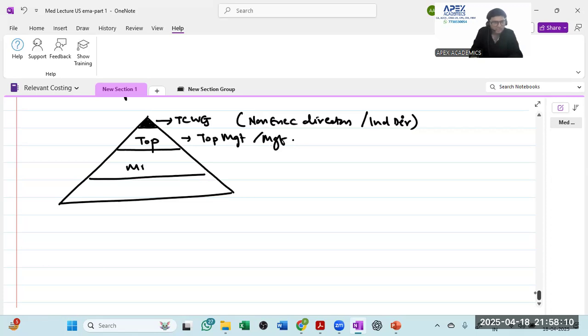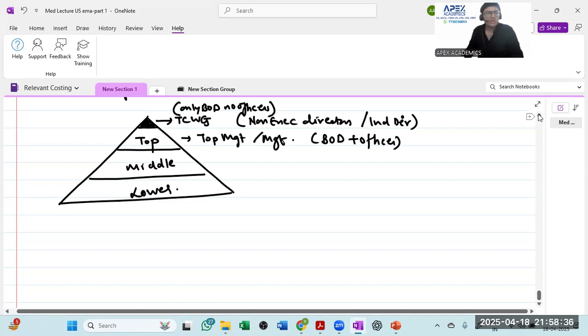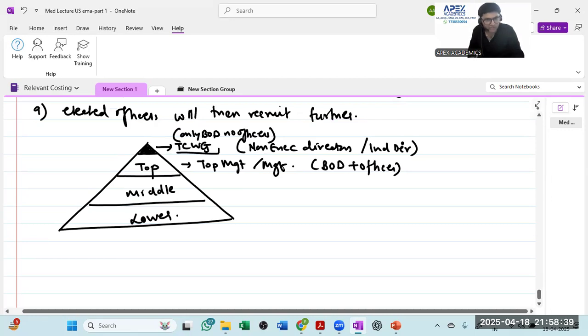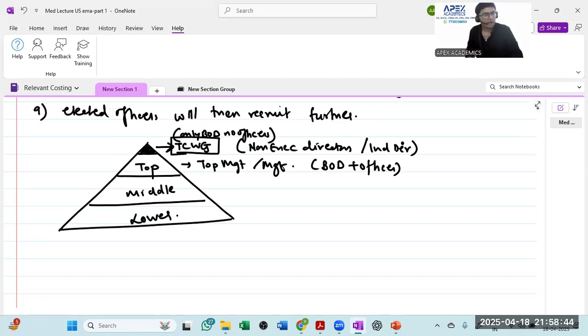This is the middle level. And this is the lower level. Please keep this much in mind. Remember that in top management, you will have board of directors as well as officers. But in TCWG, you will have only board members. You will have only BOD, no officers over here. You have to keep this point in mind.